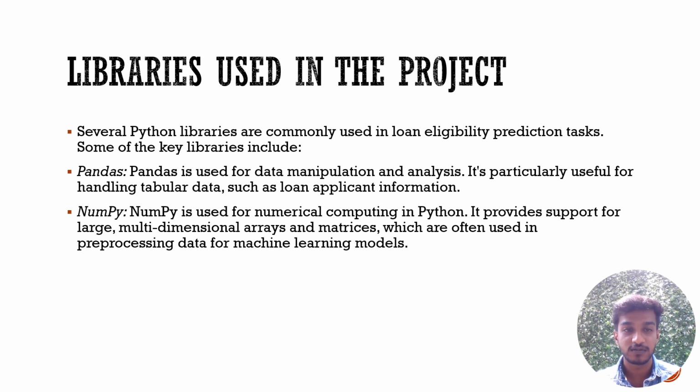Libraries used in the project. Several Python libraries are commonly used in loan eligibility prediction tasks. Some of the key libraries are pandas and numpy. Pandas is used for data manipulation and analysis. NumPy is used for numerical computing in Python.